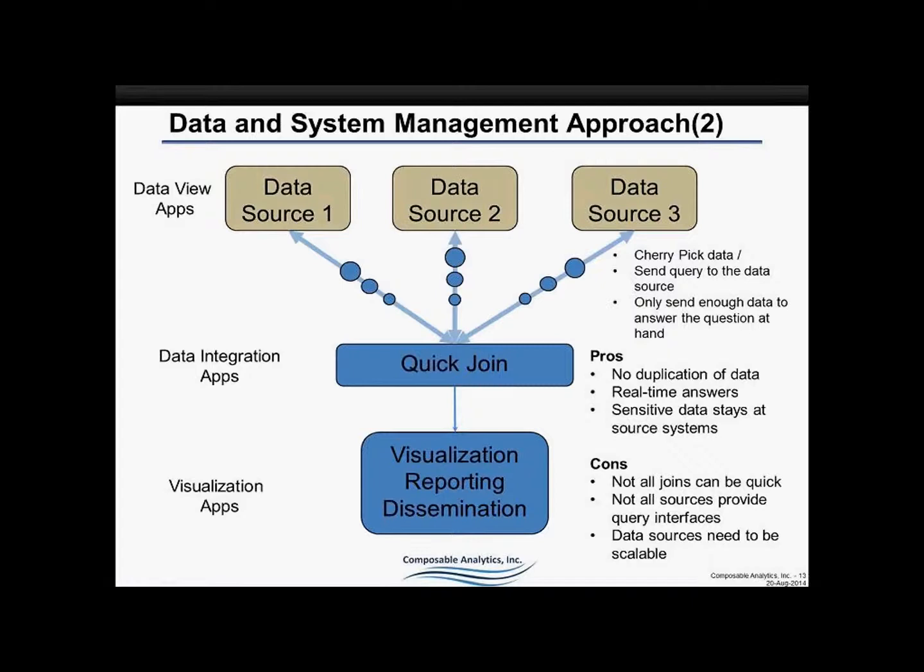Or maybe you're wanting to compare certain diseases and look at aggregated counts over time. So you might query one system for some counts and another system for another, and do what we call a quick join, right? So you're actually joining the data as you're grabbing it. And there's a lot of pros to this. One is, there's no duplication of data, so you're getting real-time answers.